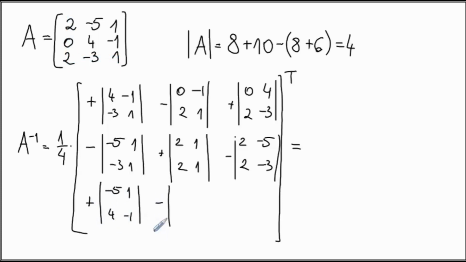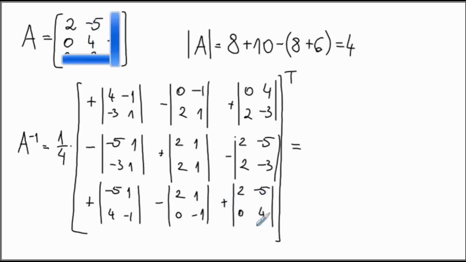Now the checkerboard tells me negative. Third row, second column goes away. And finally plus, third row, third column removed, leaves us with this submatrix. And now all that remains is evaluating all these little 2 by 2 determinants, and filling in the numbers.